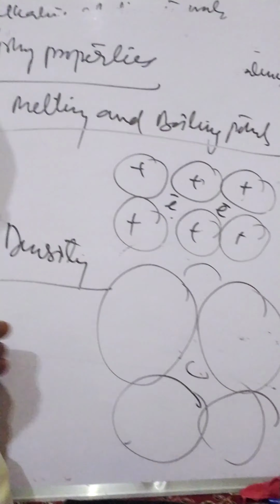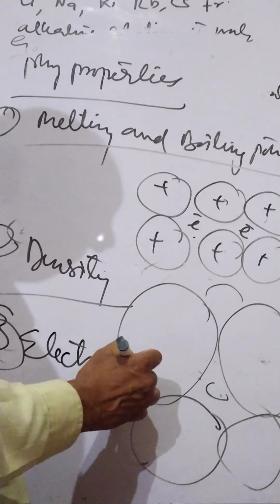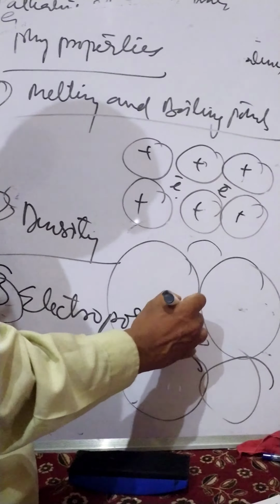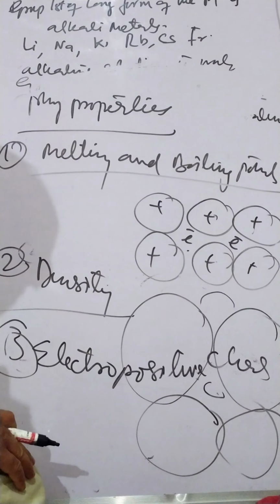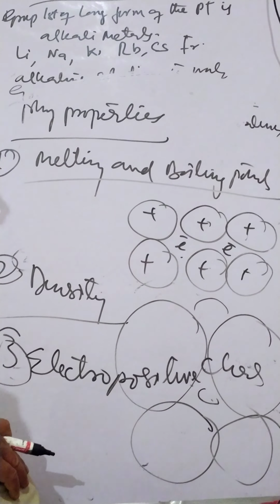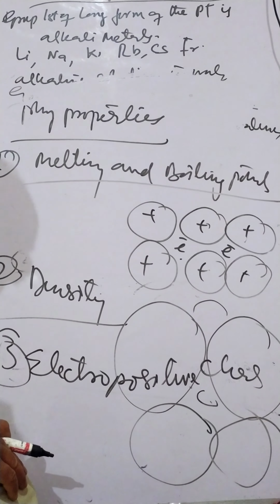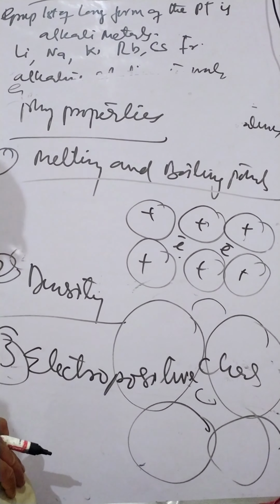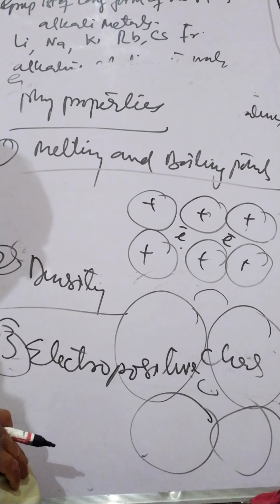Then we have electropositive character. What is electropositive character? It is the ease with which an atom of an element loses an electron. If it easily loses an electron, it is more electropositive. If it loses an electron with difficulty, where more energy is needed, then it is less electropositive.